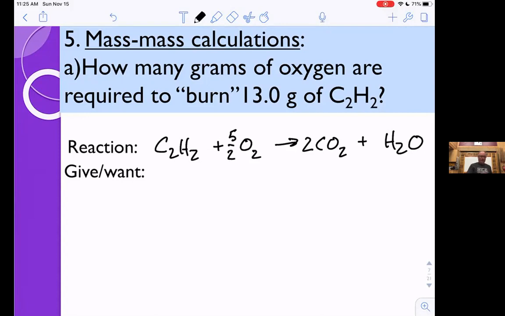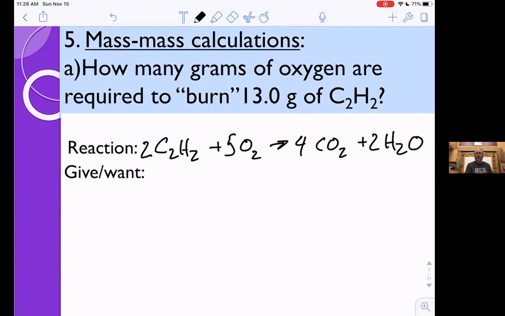I could then multiply all the way through my equation by 2. So I would get a 2 in front here. I would get a 5 here. This would become a 4, and then moles of water would be 2. I'll clean that up by putting a 4 here, and I'll clean it up by getting rid of this nonsense and putting an actual 5 here. And so now it is balanced. My given and my want: what I'm given is 13.0 grams of the C2H2, the acetylene, the ethine. And what I'm looking for is how much oxygen is necessary to react with it.